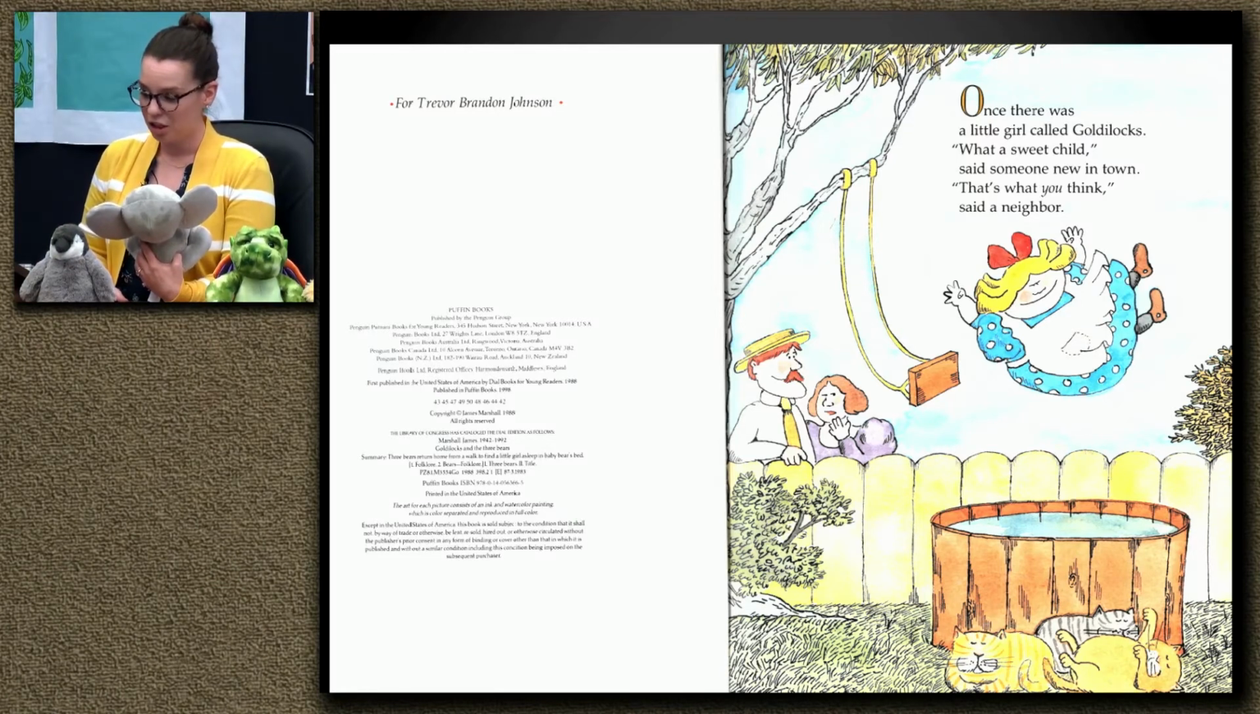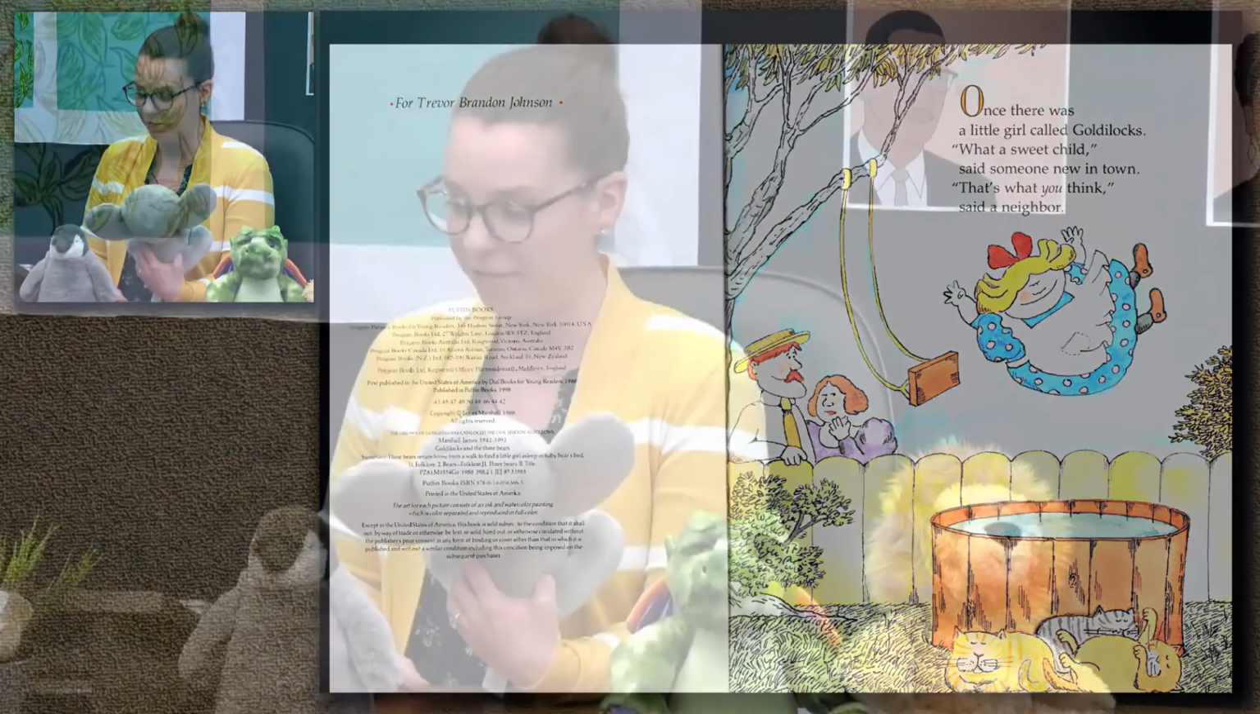Mabel: She's swinging over the fence into her neighbor's pool. And I also noticed that the neighbor is putting their hand kind of like this, saying, that's what you think, when someone else says that she seems like a sweet child. That tells me that Goldilocks might not be the best behaved person in the neighborhood. Maybe she doesn't make the safest choices.